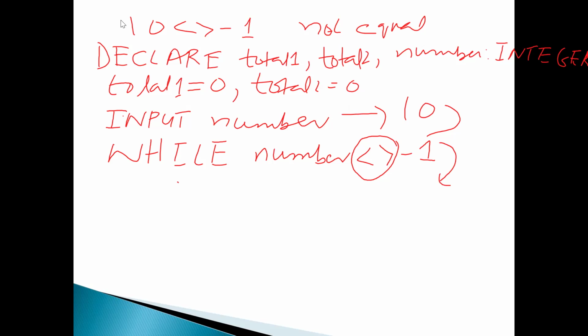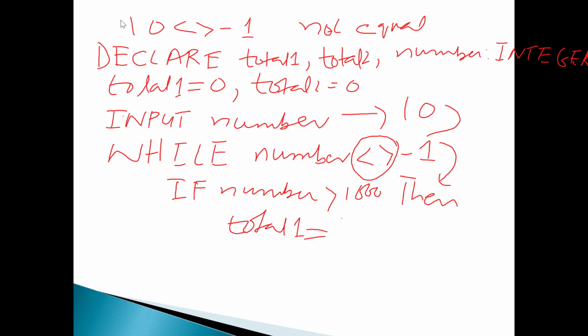Now control will come inside. I have to put a condition for the first requirement: if number greater than 1000, then total one equals total one plus one. Now let me know, do you understand this condition?